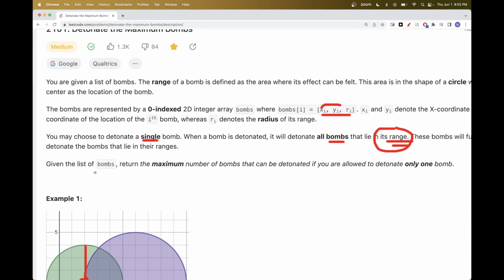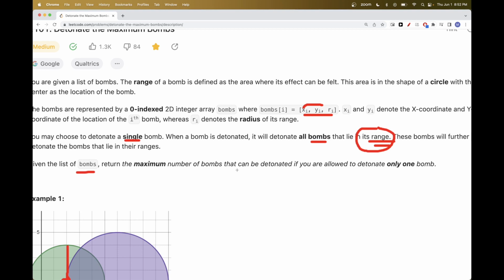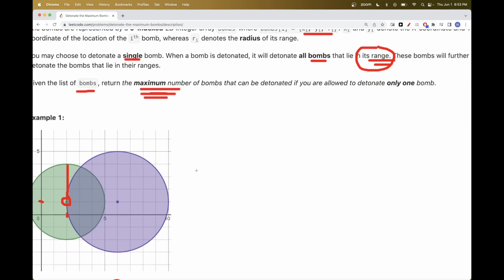And given this list of bombs, we want to return the maximum number of bombs that can be detonated if we are allowed to detonate only one bomb. So we detonate only one, but we have the choice among the list of bombs which one to choose, right? We want to know which one, if we detonate it, will give the max number of cascading bombs detonated. And we want just the number, the maximum number. We don't want the bomb itself, just the maximum number, okay?